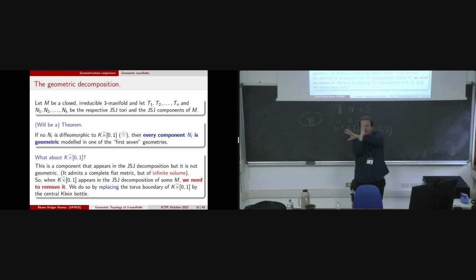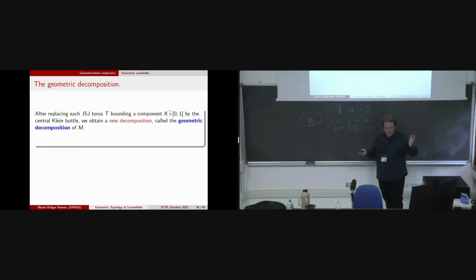There is another component in the decomposition, unless this is everything. If this is everything, there's nothing to do. But if there is another component, what we are going to do is glue these two together, and we are going to remove this central Klein bottle. Now the central Klein bottle will open up and be at the boundary of this component together with this component.